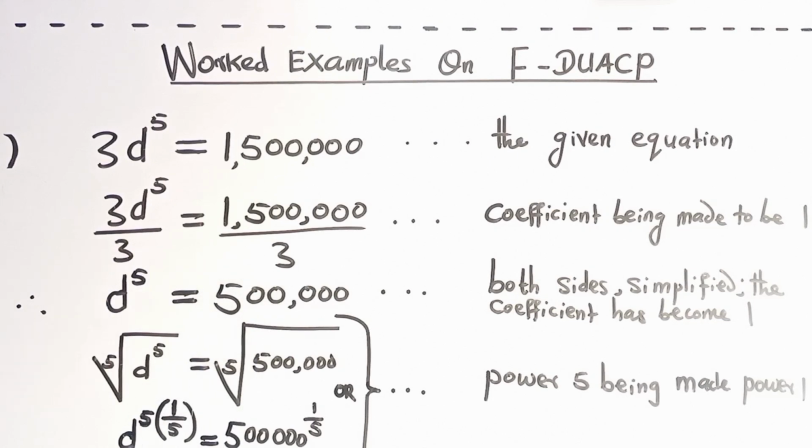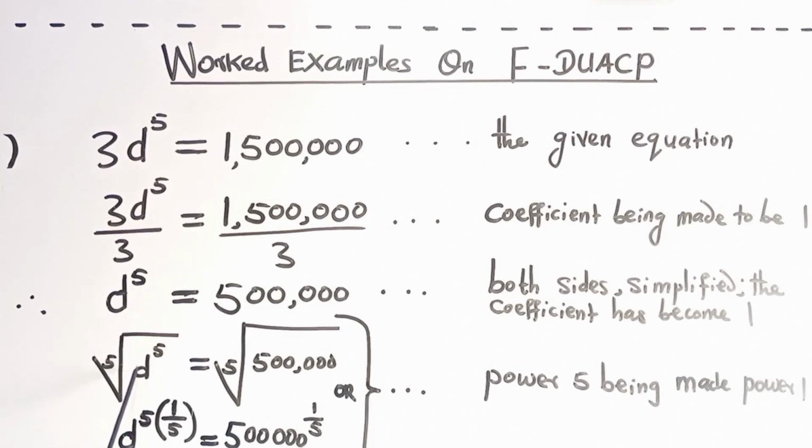That is not the end of it yet. We have only cleared the coefficient. What about the power? This is this P here. It also has to be cleared. It must be made to become 1. There are 2 methods of making this power 5 become power 1. The 2 methods are the use of roots and the use of multiplicative inverse of the power. Look at the first formula being applied here. This is called the 5th root of d to the power 5.